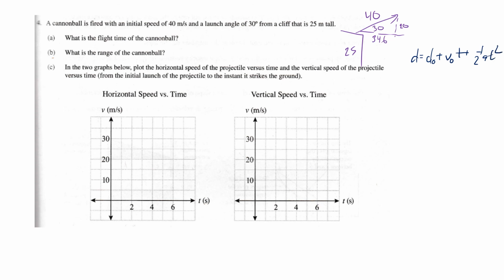What's the final height? Well, 0, right? 0 is equal to starting height, which is 25 this time, plus v0, which is 20, times t, plus 1/2 times a. We'll call it minus 4.9 t squared. Okay. So what we've got to do is solve for t.